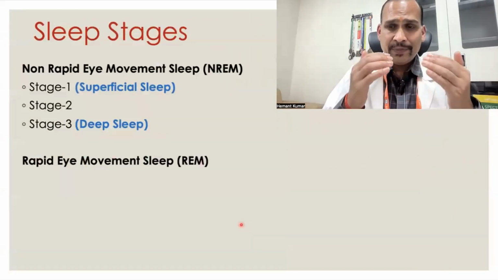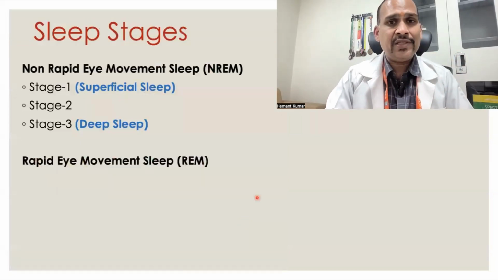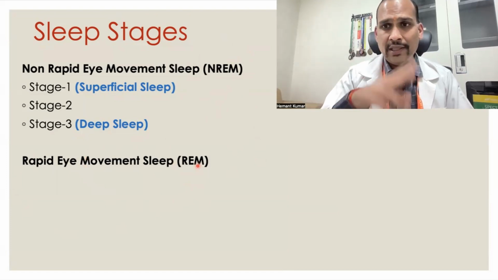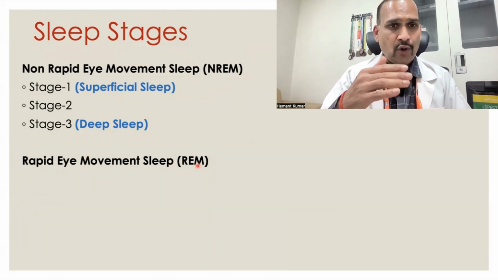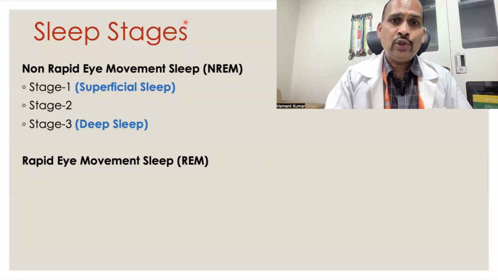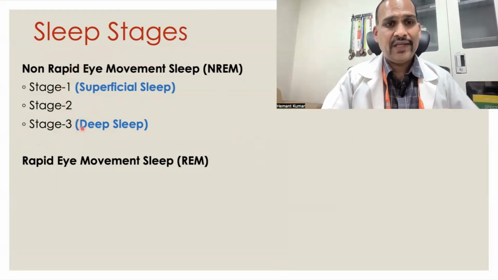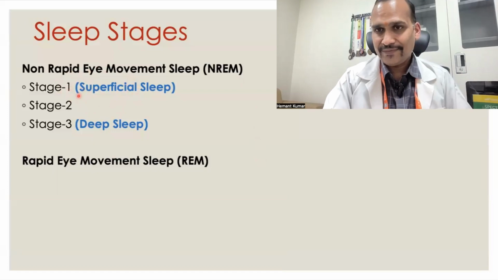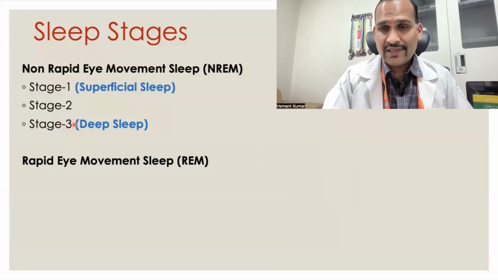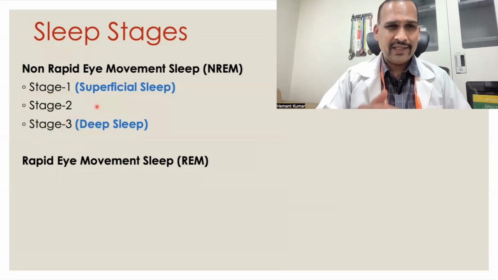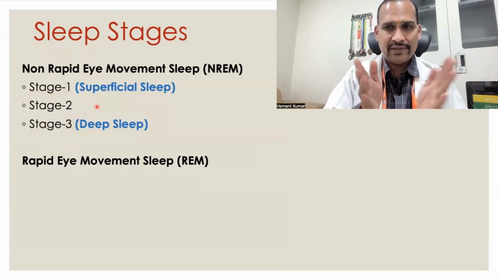So if we see sleep stages, sleep is mainly of two types: non-rapid eye movement sleep, also called non-REM sleep, and REM sleep, rapid eye movement sleep. We all have these two types of sleep. Non-REM sleep has three stages: stage one, stage two, stage three. Staging depends on the depth of sleep. If it is superficial sleep, it is stage one. Deep sleep is stage three, and the middle one is stage two, neither superficial nor deep.